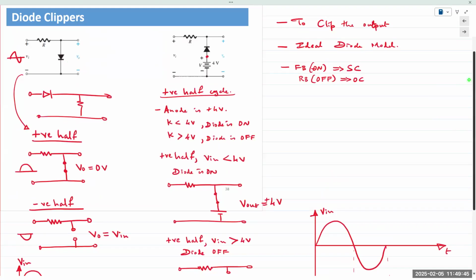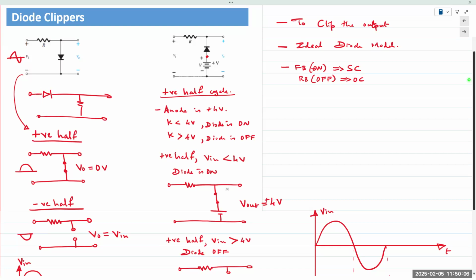Okay. Other clipper circuits, you can put the diode in series with the power supply. You'd again use the ideal diode model. Positive half cycle, diode is on, so it provides V out. Negative half cycle, diode is off, no V out. Okay, so this would be a negative clipper.